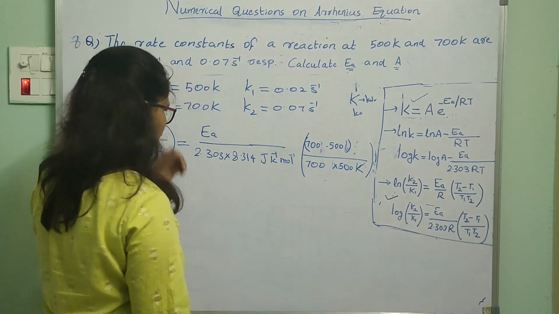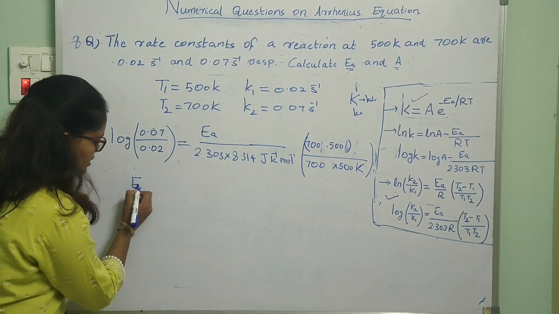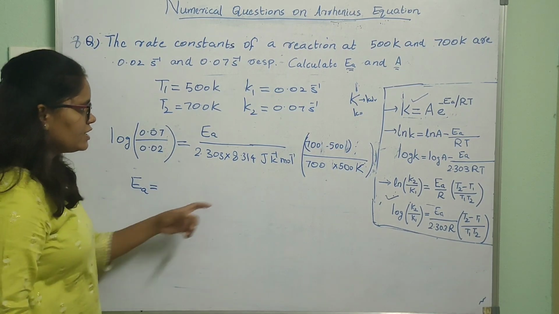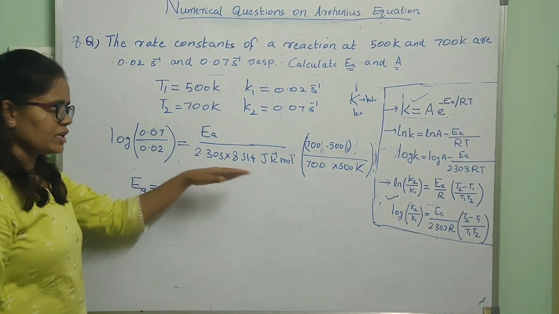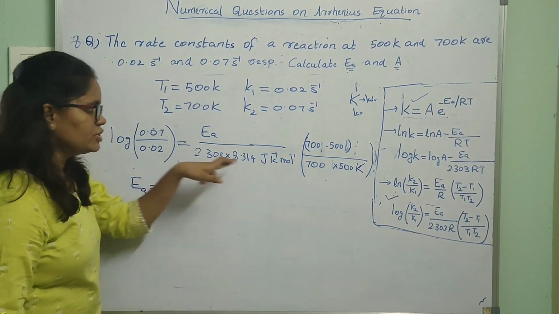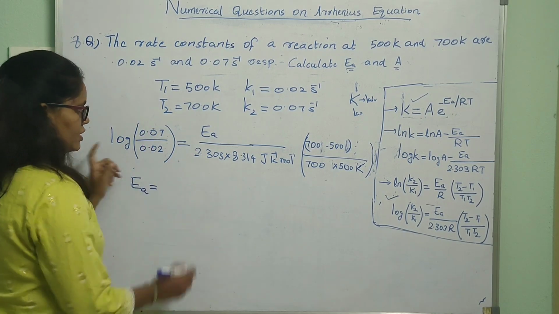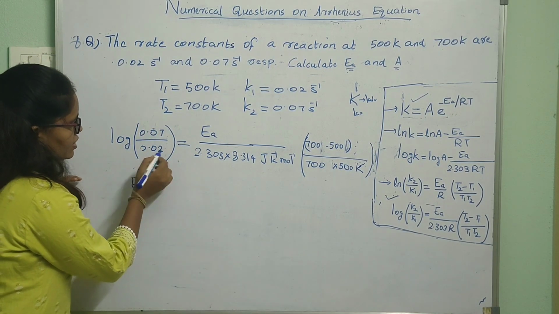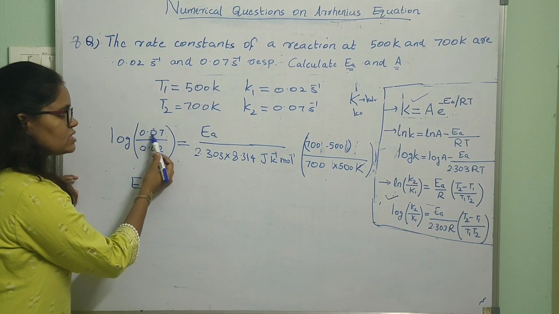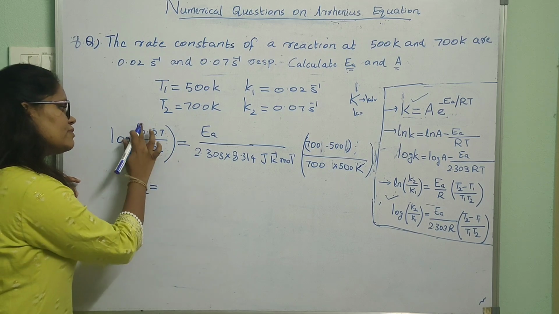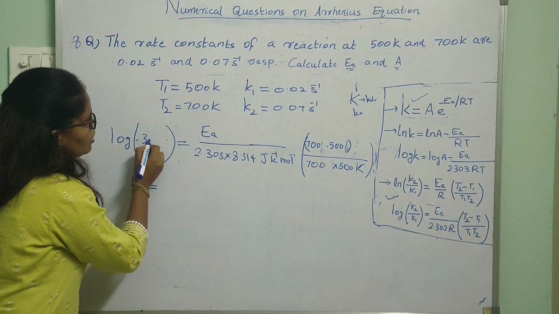Okay, so what can we do? I will have to find activation energy. For that I need to take this entire term to the other side. This denominator will go to the numerator when I take it to the left hand side. First let us solve this. I can take this as 7 by 2 because it is 0.07 by 0.02. So 7 by 2 is 3.5, and this becomes log of 3.5.